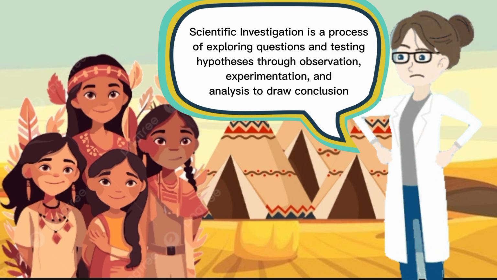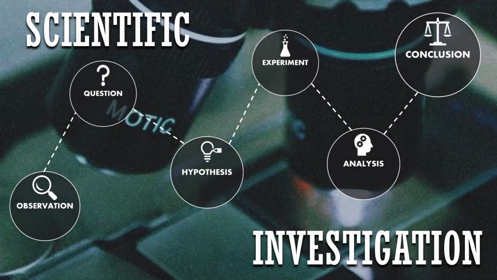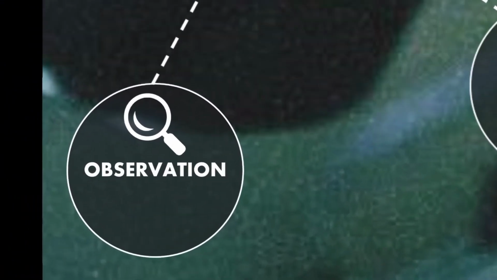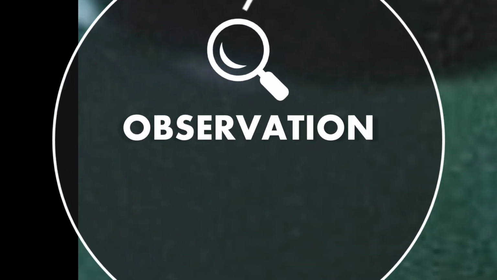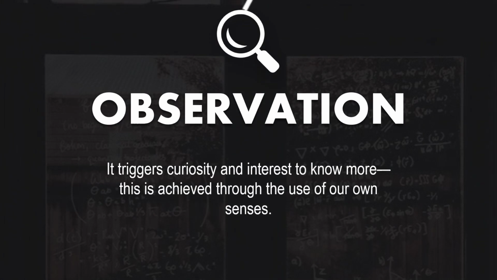Scientific investigation is the process of exploring questions and testing hypotheses through observation, experimentation, and analysis to draw conclusions. The first step of the scientific investigation is observation. Observation triggers curiosity and interest to know more. This is achieved through the use of our own senses.